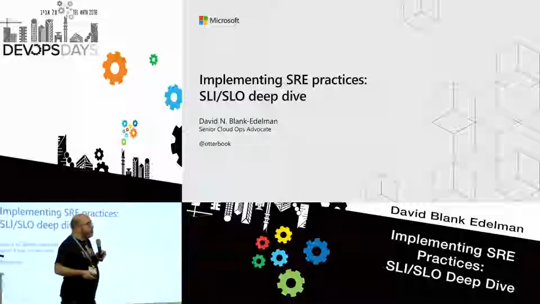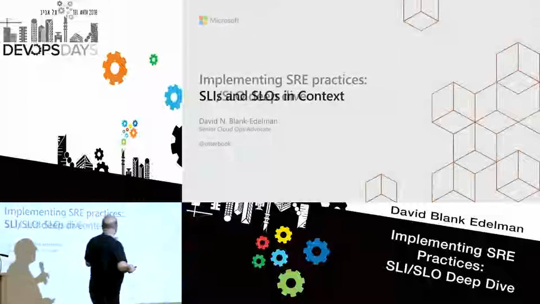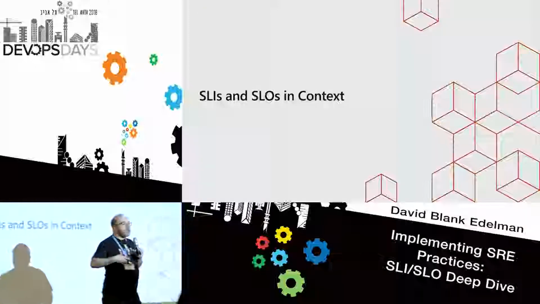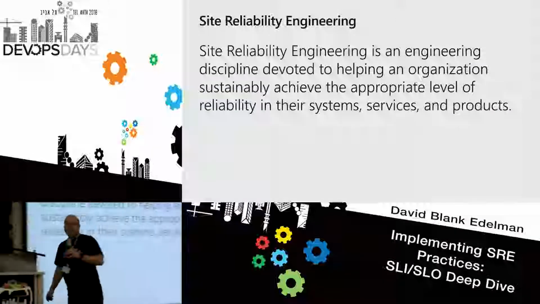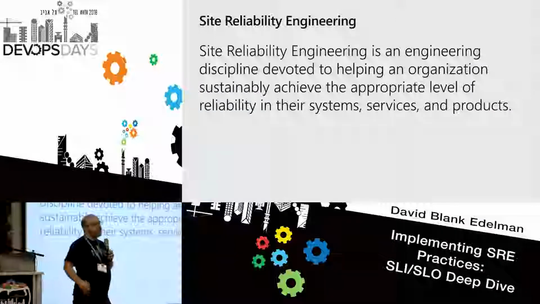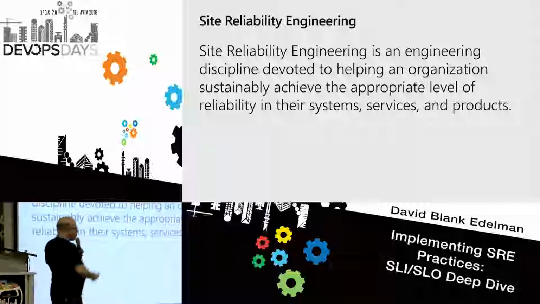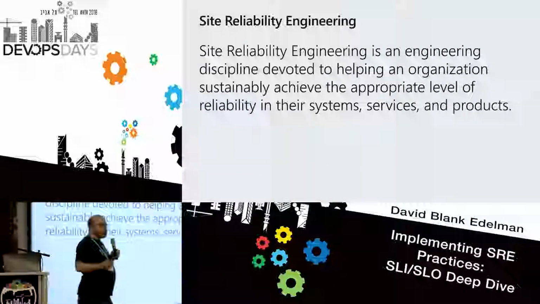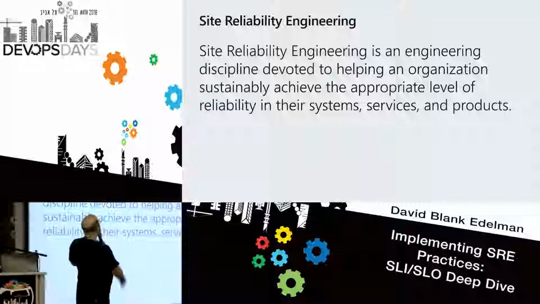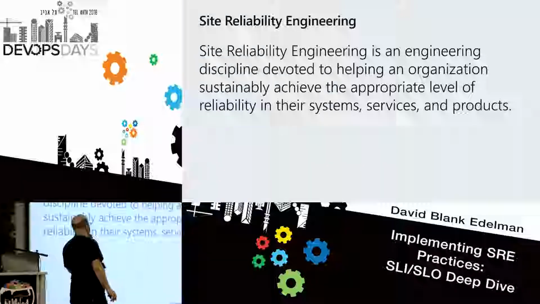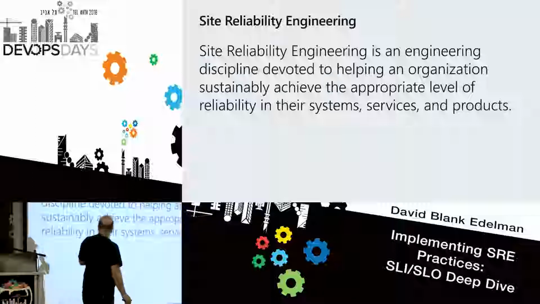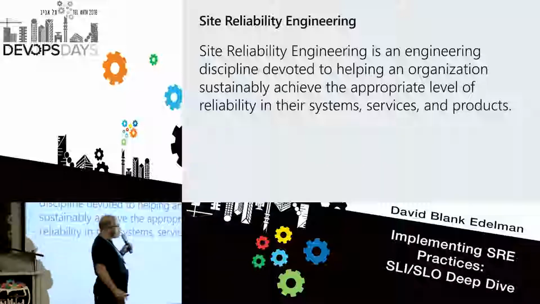For those people that don't know what SRE is, let's do a little bit of a level set, just so you understand where the stuff we're talking about comes from. This is my best definition of what site reliability engineering is. It's a big block of text. I'll read it to you. There are three important words in this. Site reliability engineering is an engineering discipline devoted to helping an organization sustainably achieve the appropriate level of reliability in their systems, services, and products.